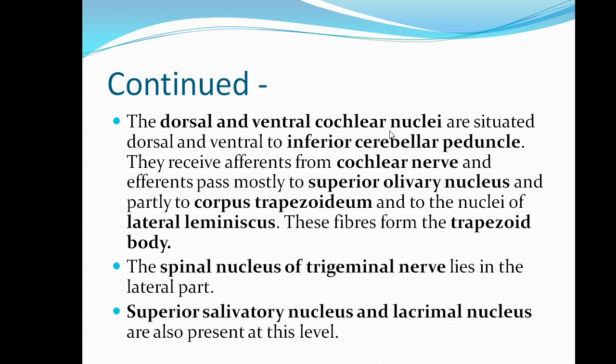The dorsal and ventral cochlear nuclei are situated dorsal and ventral to the inferior cerebellar peduncle. They receive afferents from the cochlear nerve, and efferents pass mostly to the superior olivary nucleus and partly through the corpus trapezoideum to the nuclei of the lateral lemniscus. These fibers form the trapezoid body. The spinal nucleus of the trigeminal nerve lies in the lateral part. The superior olivary nucleus, superior salivatory nucleus, and lacrimal nucleus are also present at this level.